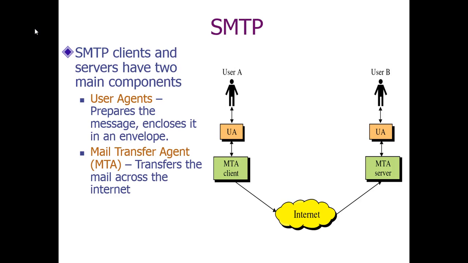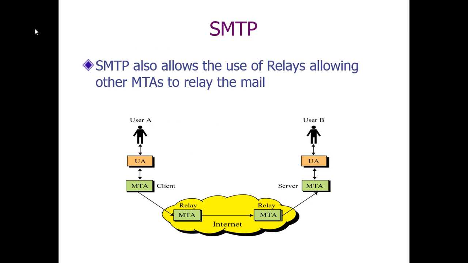As you see in the figure, there is user A and user B. User A wants to send to user B. The MTA client will pick up user A's message, and over the internet it connects to the MTA server, and the transfer happens through the MTA. This is the user agent. This is the mail transfer agent.